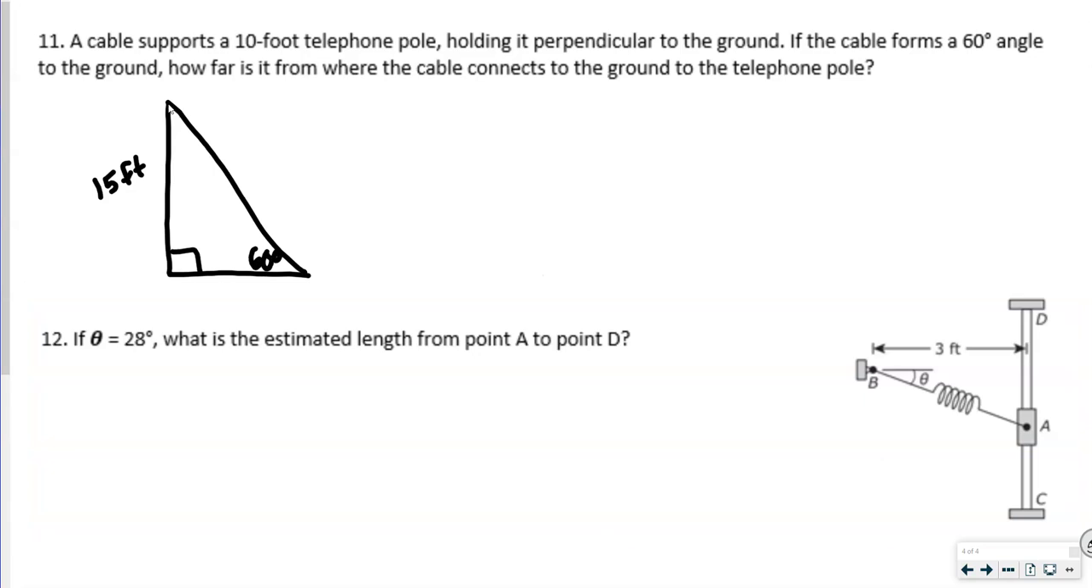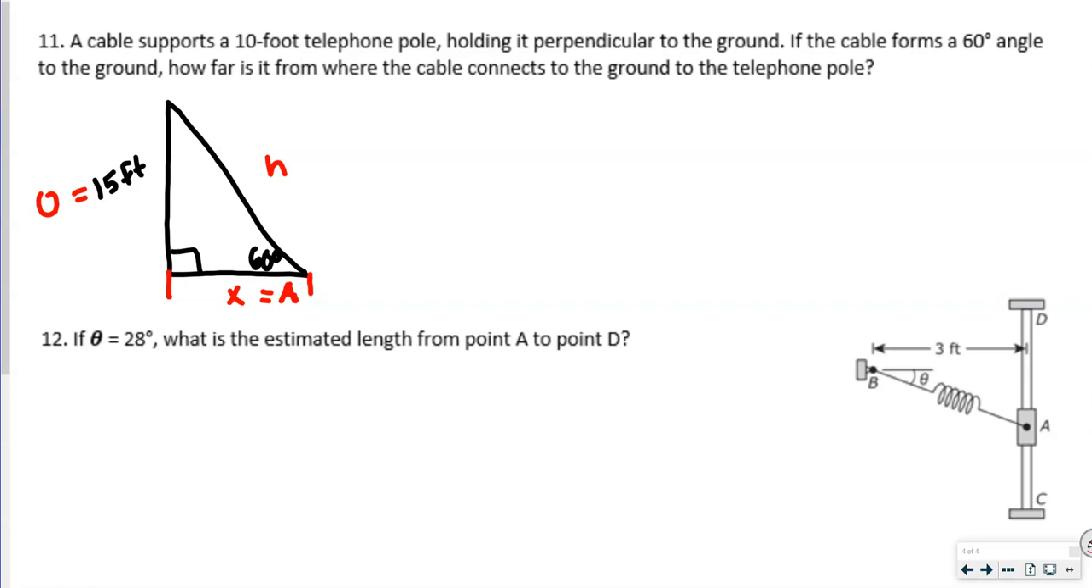And it says, how far is it from where the cable connects to the ground to the telephone pole? So how far is from here to here? That's what we're going to solve for, right? So once again, this would be our hypotenuse. This is our opposite, and this is our adjacent.